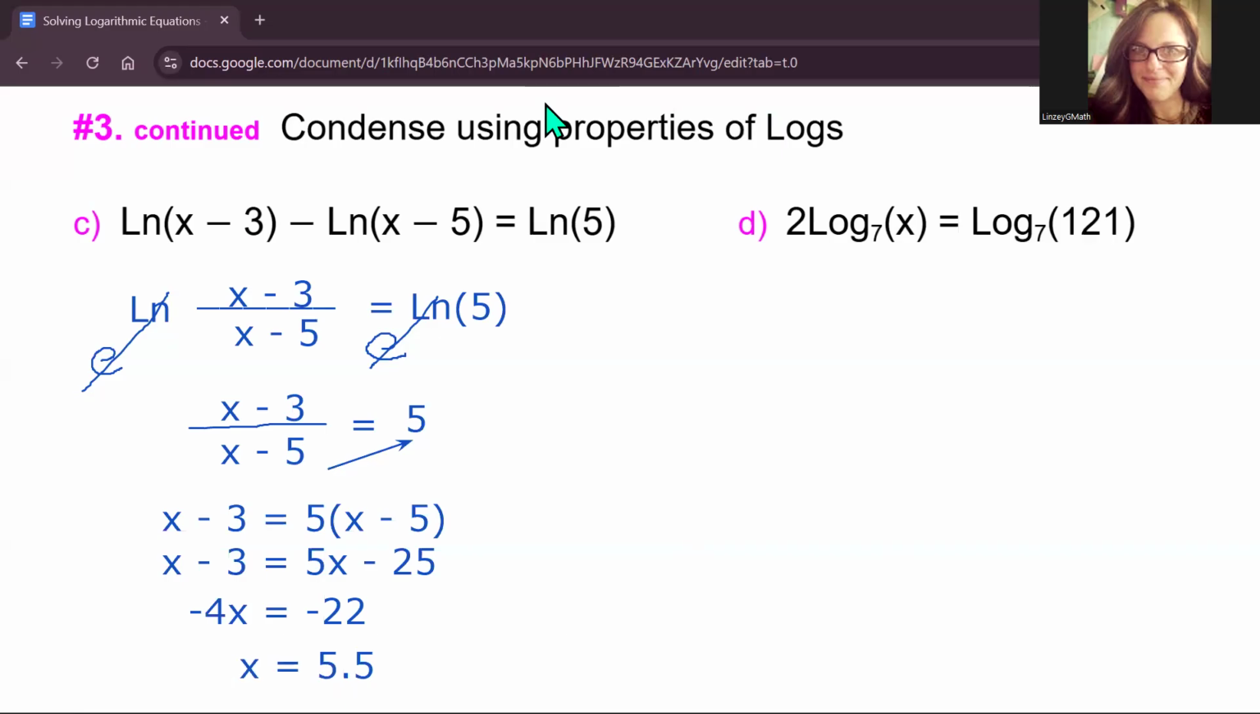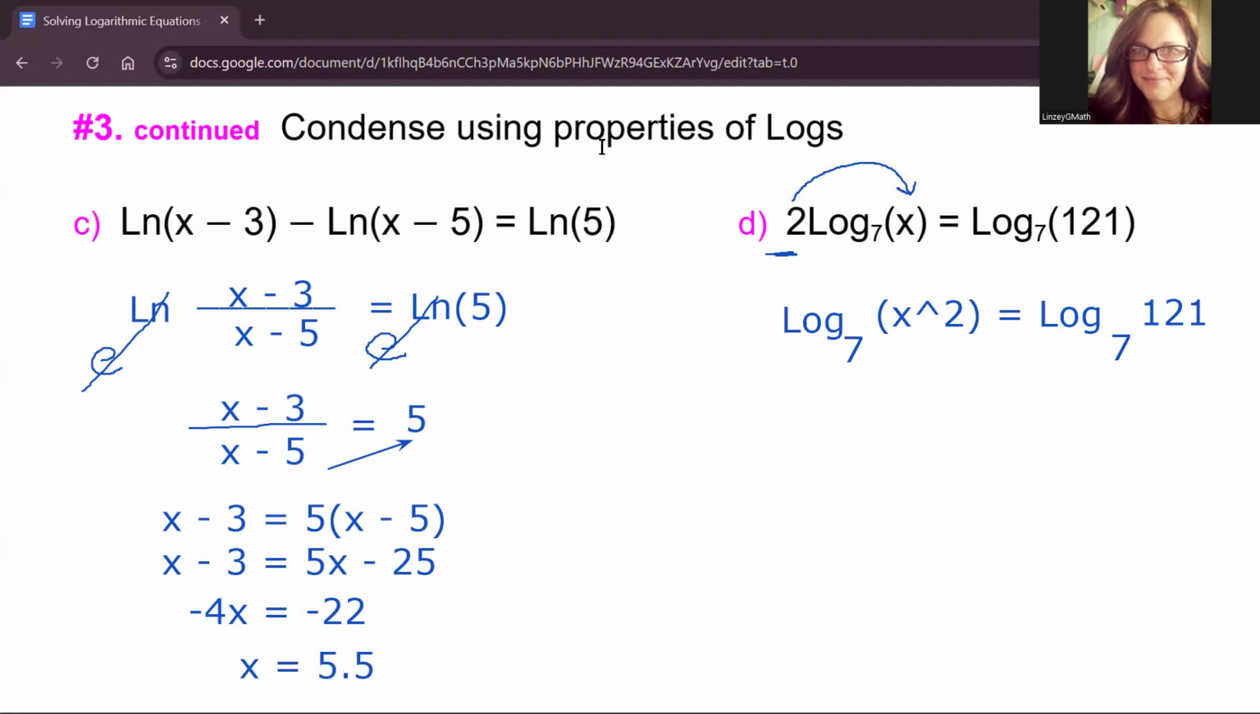D. We've got the 2 as the coefficient on the outside of the log. We can use our power property of logarithms and raise x to the second power. We get log base 7 of x raised to the second power equals log base 7 of 121.